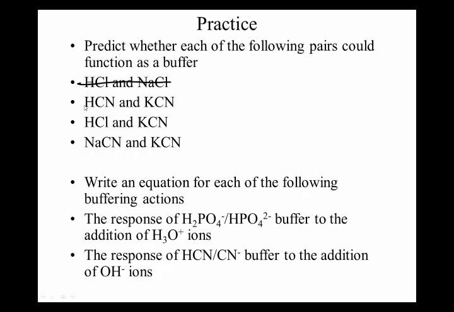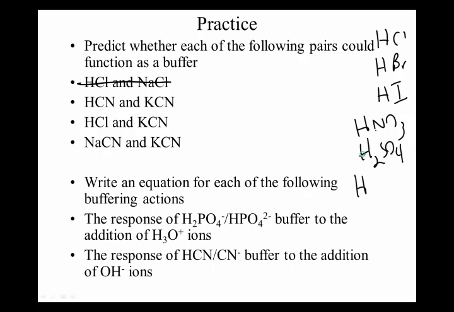HCN. Well, here's the thing. This is why I told you that you have to know those 7 strong acids: HCl, HBr, HI, HNO3, H2SO4, HClO4, HClO3. These are all strong. Every other acid you see, consider it to be weak.